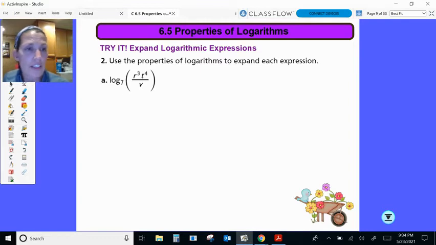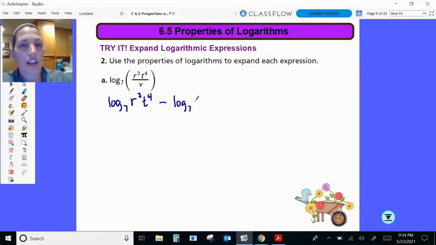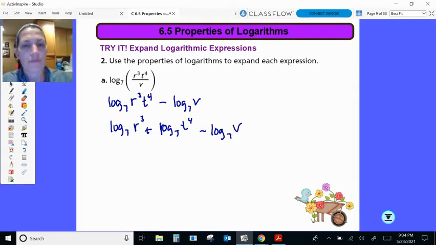Okay, so here, you guys go ahead and try this. Maybe pause this video and see how you do with this. Okay, so first of all, I look at this, and I can't really separate this top without separating the bottom first, right? So I'm going to use my division property first, my quotient property. So log base 7 of r cubed t to the 4th minus log base 7 of v. So I'm going to subtract those first. Now I can deal with this multiplication. So I'm going to have log base 7 of r cubed plus log base 7 of t to the 4th minus log base 7 of v.